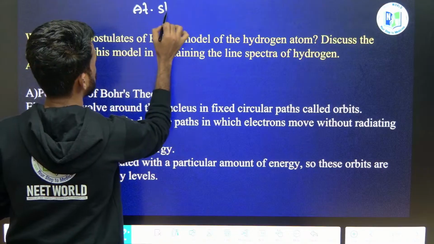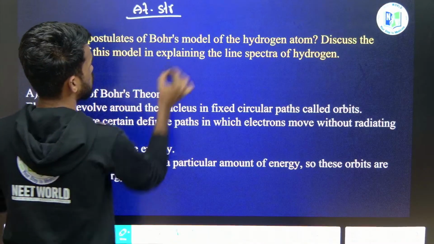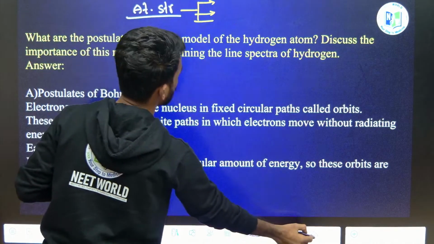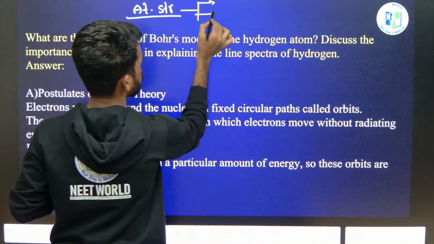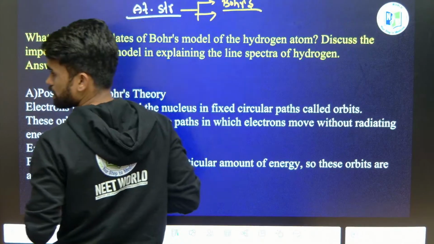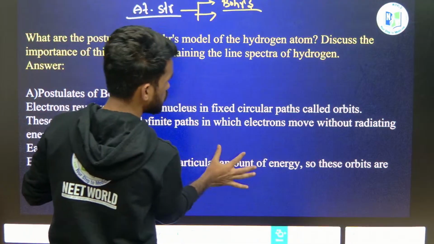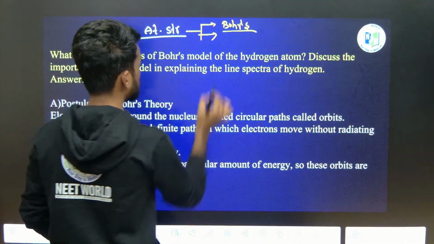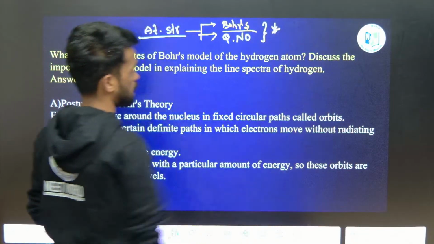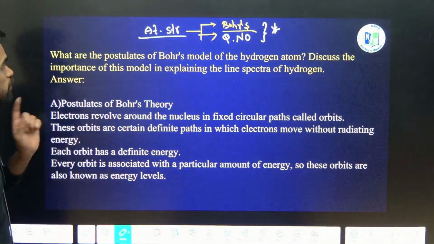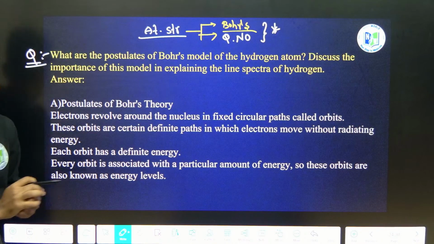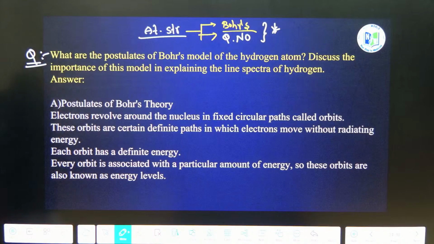From atomic structure, what are the questions I told you? LAQ questions are there. So what are the questions? Only two important questions are there: Bohr's atomic model, and the next question is quantum numbers. Only these two questions are to be focused from that chapter. So now let us take the first question and let us discuss it.